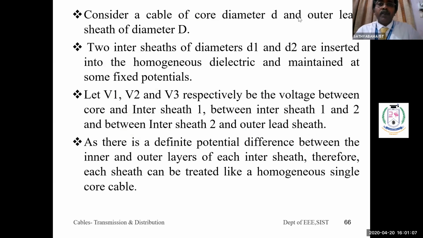Consider the core cable. Inner diameter how much? d. And the outer diameter, the outer sheath, is capital D. And the inner sheath diameters you are having are d1 and d2. And the outermost is the lead sheath. Inside, the homogeneous dielectric is maintained. And here also we have to find three different voltages: V1, V2, V3. Let us see the solutions.